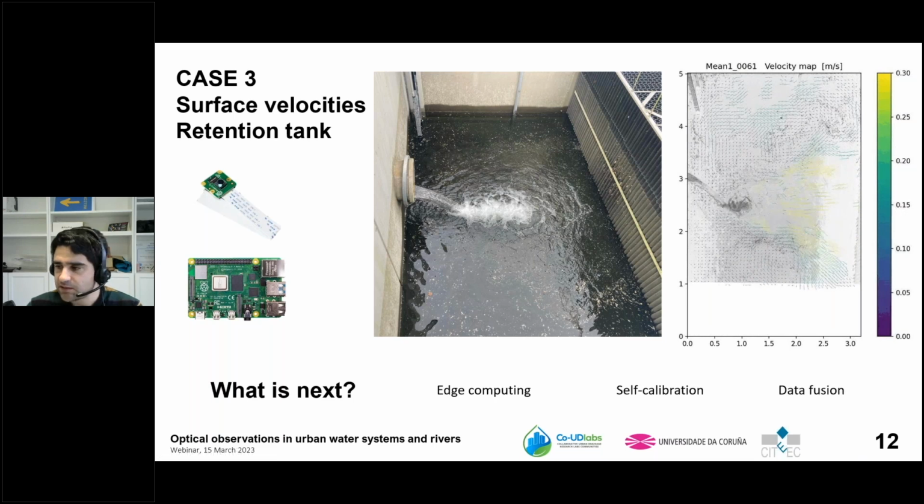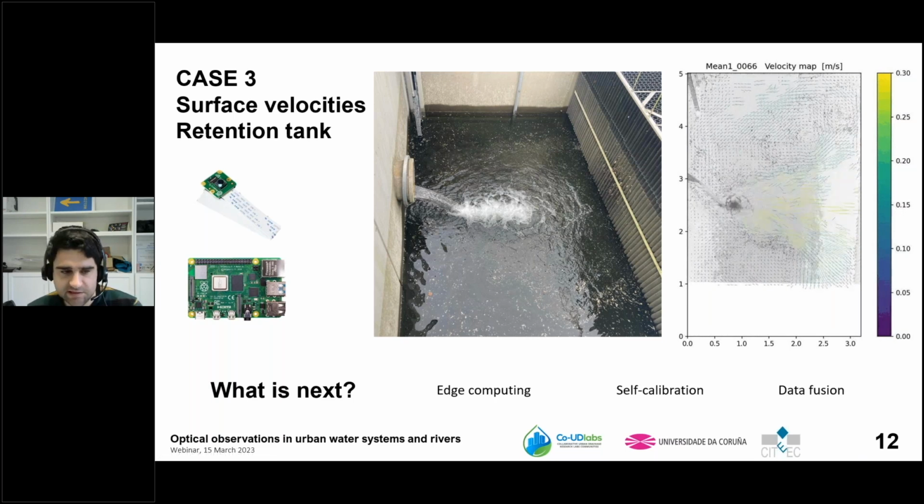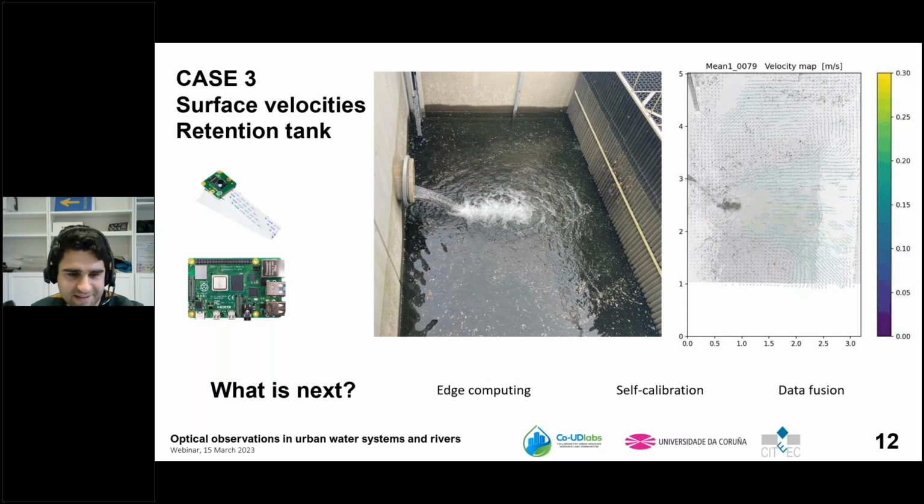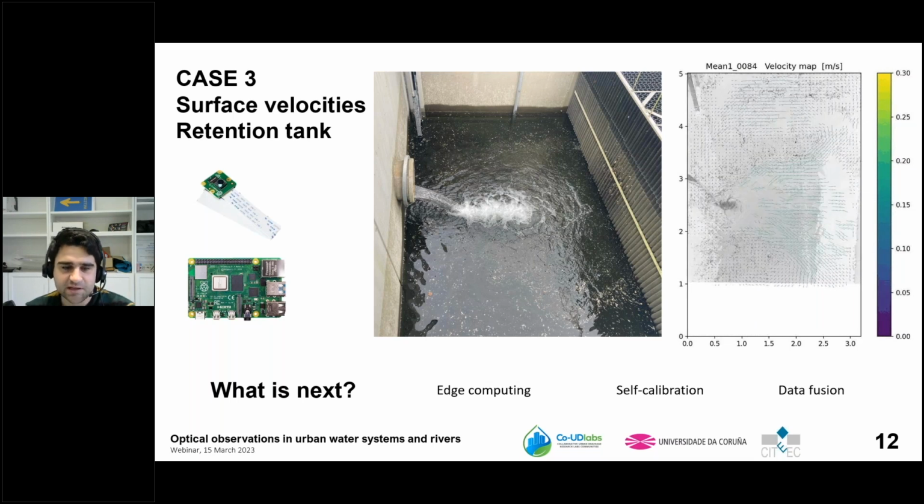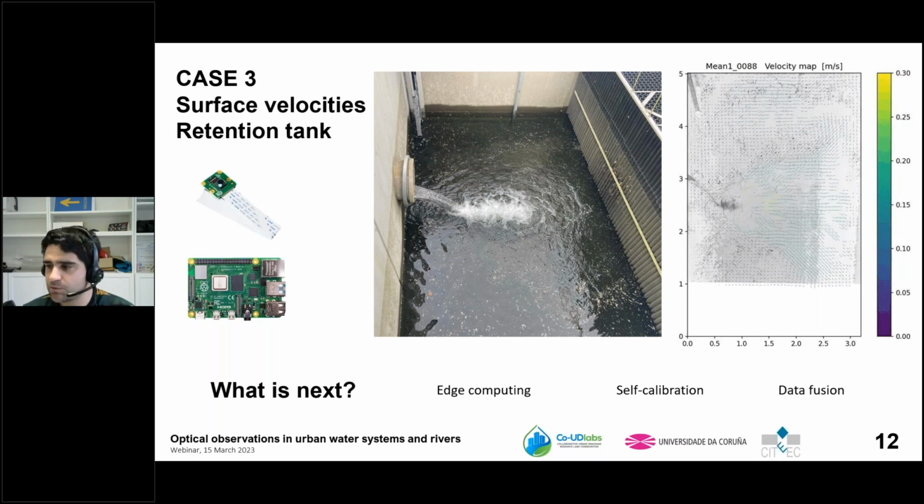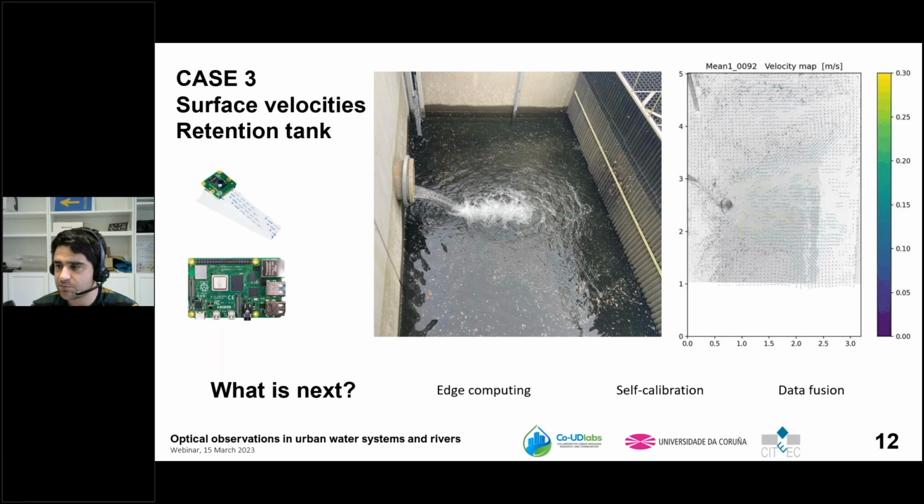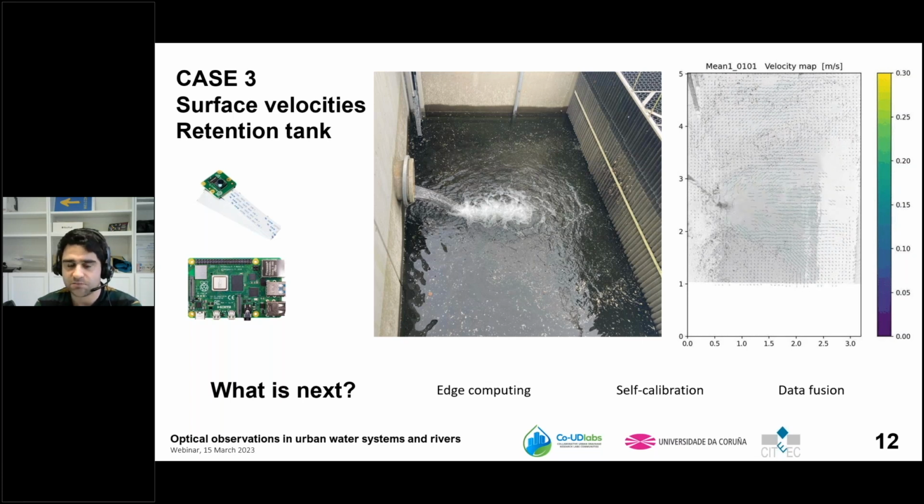And finally, a question of what is next in this process line. So these are three cool words that we are starting with, and the first is edge computing. We want to use these Raspberries to process the videos before sending the final velocities, as a way to decrease the work that is needed for all this analysis of the PIV.